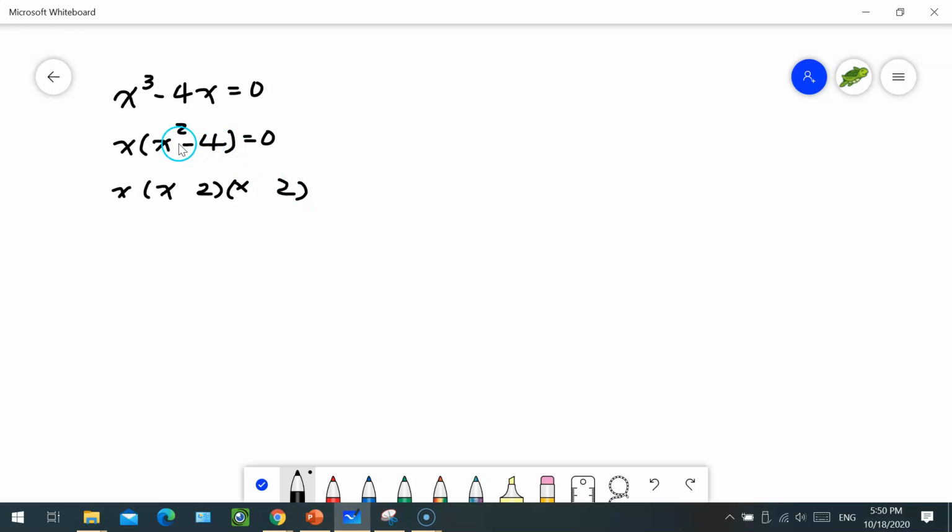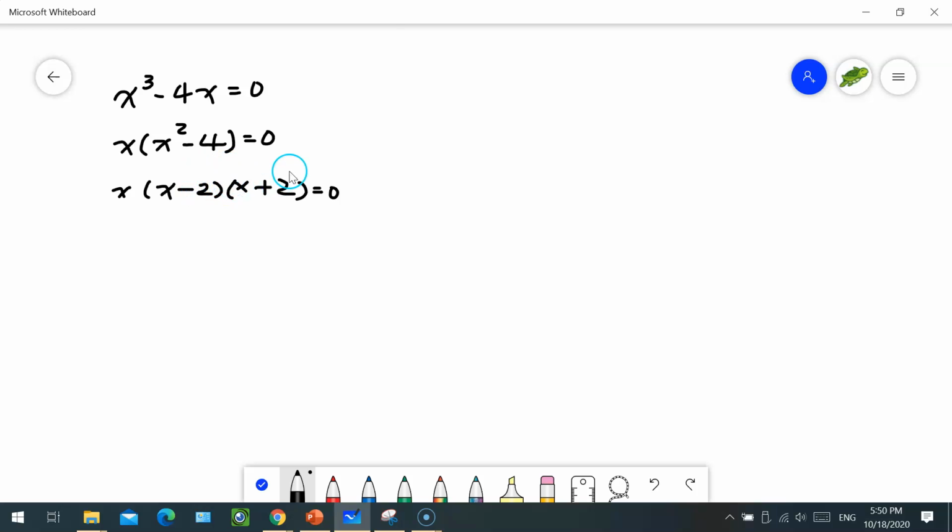The middle term is missing. That means there's no x term. That means minus 2 plus 2. That's the only way we can get a 0. So the factor form of x squared minus 4 is (x minus 2) times (x plus 2). So that equals 0. Here, we can see the multiplicity.